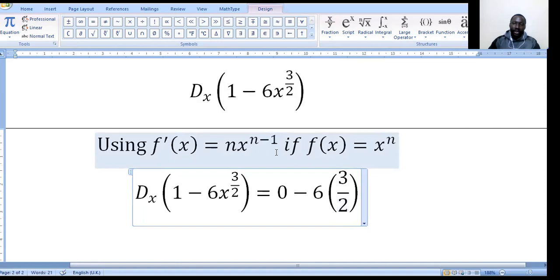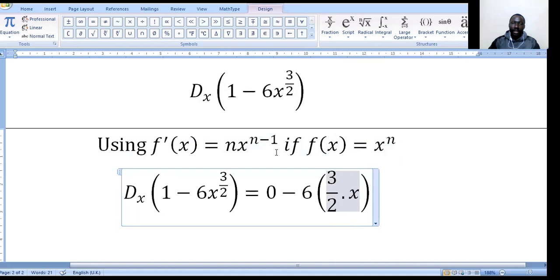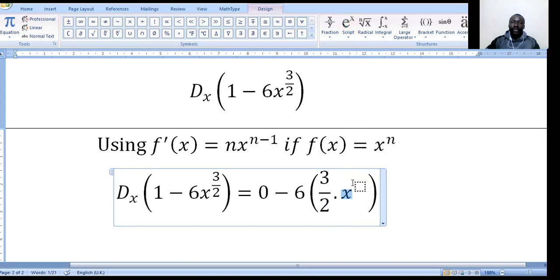Remember, this is the coefficient of what? This is the coefficient of x. You can even put a times there, coefficient of x. Then what is remaining for x is this n, which was up here, and we have to take away 1 from it. But notice that the n up there is 3 over 2. So we raise this to 3 over 2.